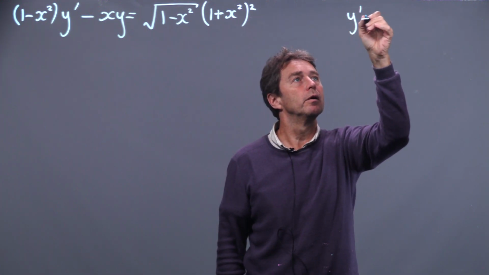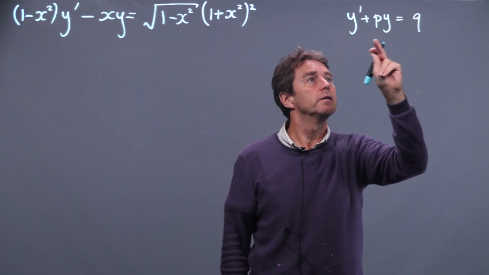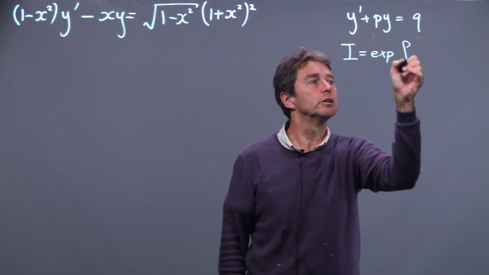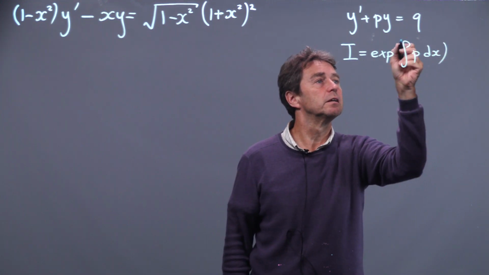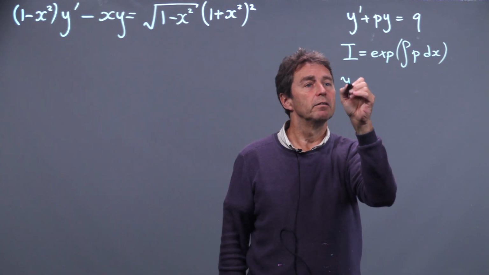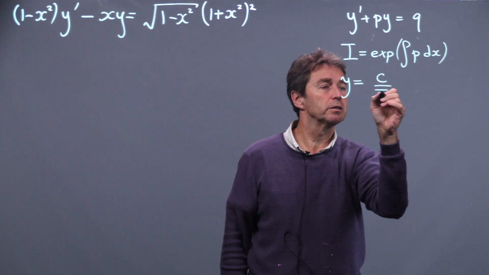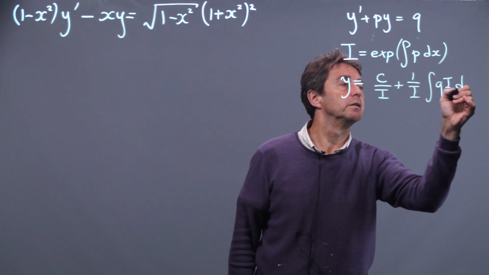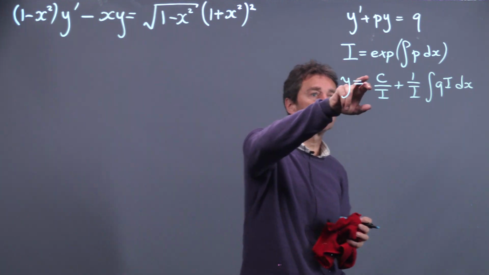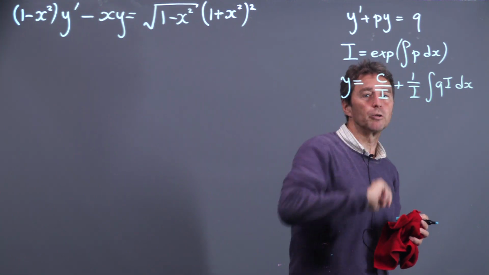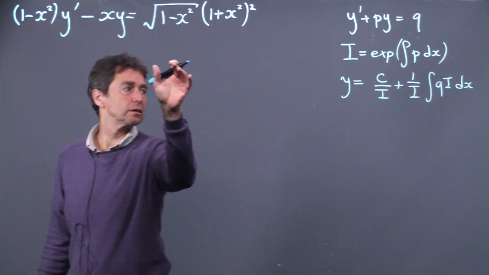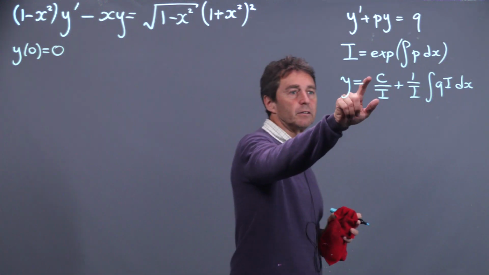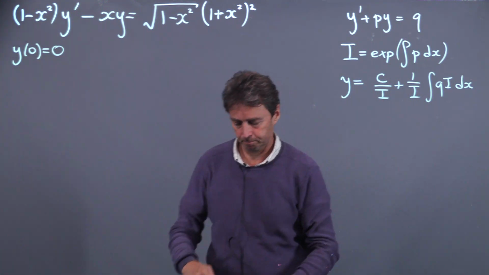We have y' + py = q. These are known functions of x. I need an integrating factor, which I get from exponentiating the integral of p dx. Having calculated that, I then write the solution as some arbitrary constant divided by I, plus 1 over I times the integral of qI dx. That's the recipe. You have to do these 2 integrals given the p and the q. Let's solve this subject to y(0) = 0, and that's going to force us to pick that arbitrary constant.